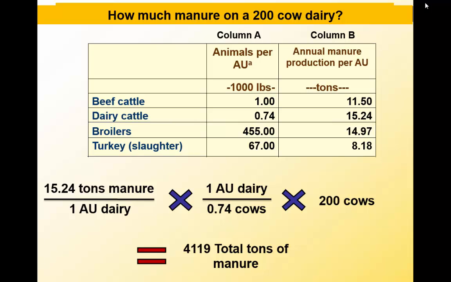Here's the kind of question you might get on the exam. They might say, how much manure on a 200-cow dairy? So you go to your table, and on a dairy, you have 0.74 animals per animal unit. You would have 15.24 tons of manure per animal unit and 200 cows.